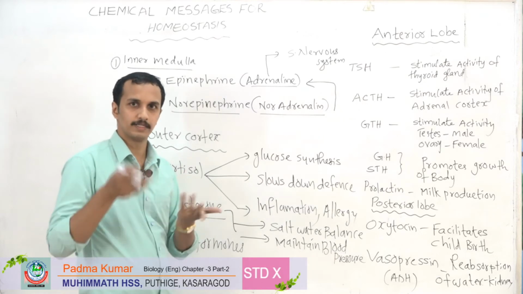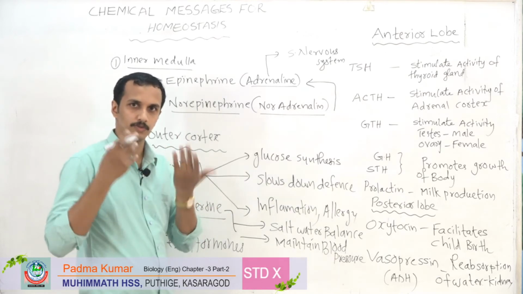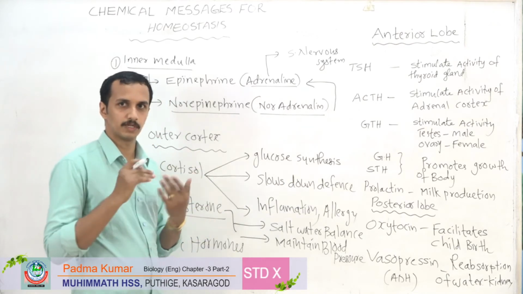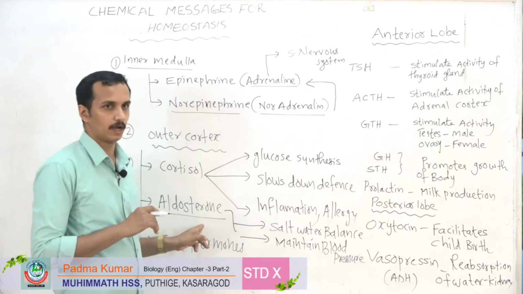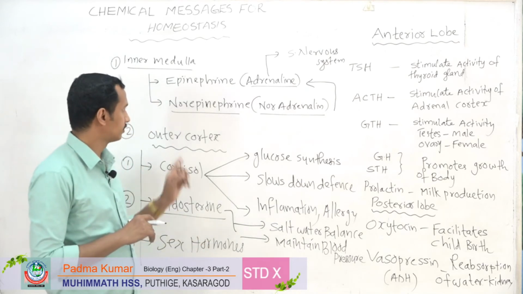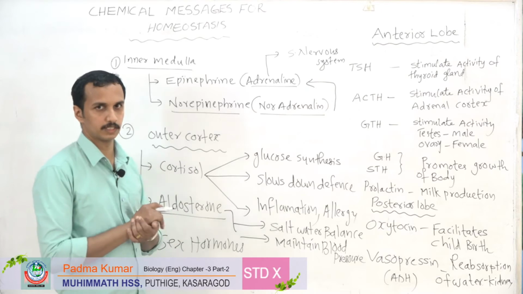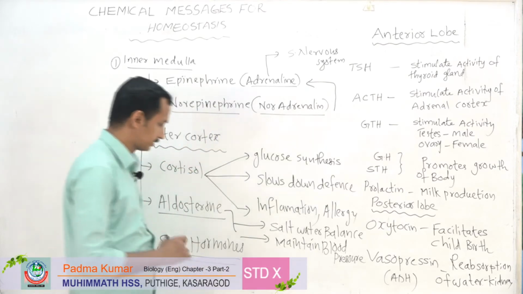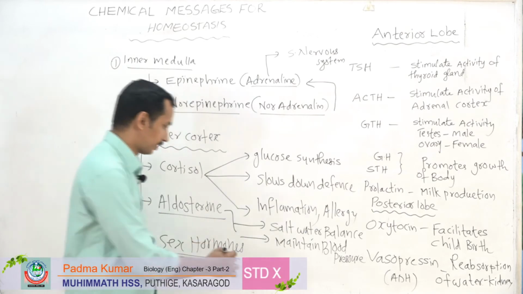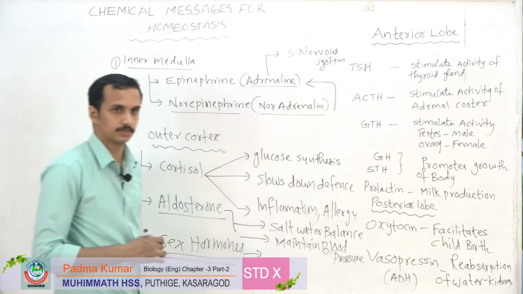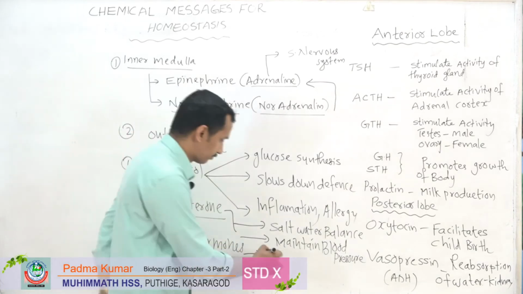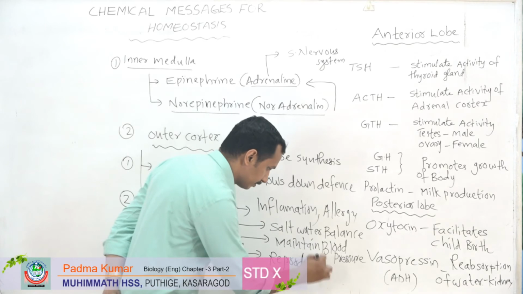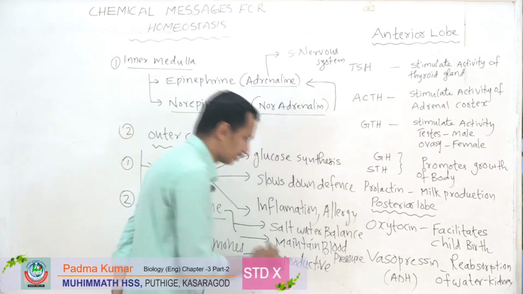In order to maintain blood pressure, there are some hormones present in our body. One of them is aldosterone. Who secretes aldosterone? The outer cortex region of the adrenal gland. Then there is another hormone, called sex hormone. What will be the function of sex hormones? They are associated with different reproductive structures, that is, our reproductive functions or reproductive parts.